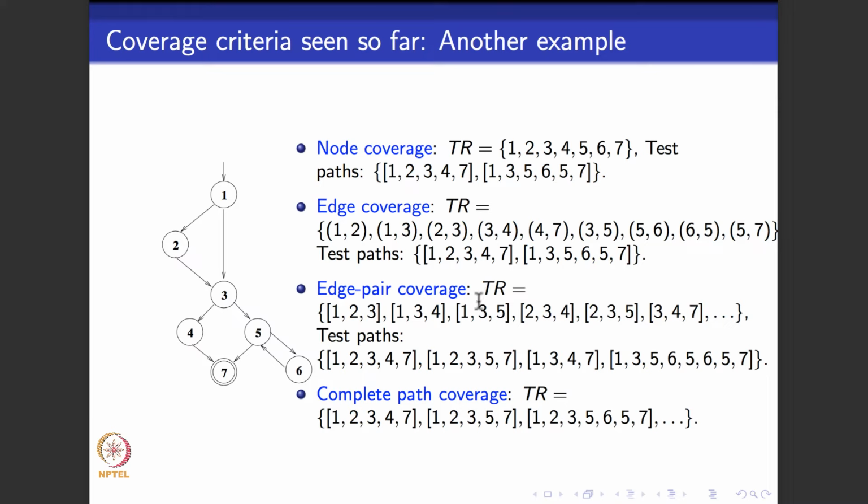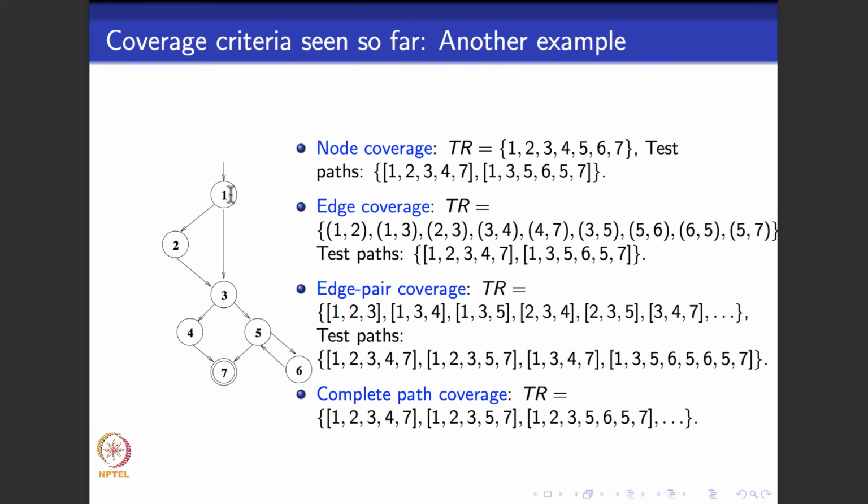The next test requirement is edge pair coverage. Edge pair coverage lists all paths of length 2, which is 1, 2, 3, 1, 3, 4, 1, 3, 5, and so on. I've put the dots because I ran out of space to list all the edge pairs, but you can finish this. It's only a finite set, slightly larger than the edge set. That's my test requirement. It says please write paths that will visit all these paths of length 2, which means it will visit all these consecutive pairs of edges.